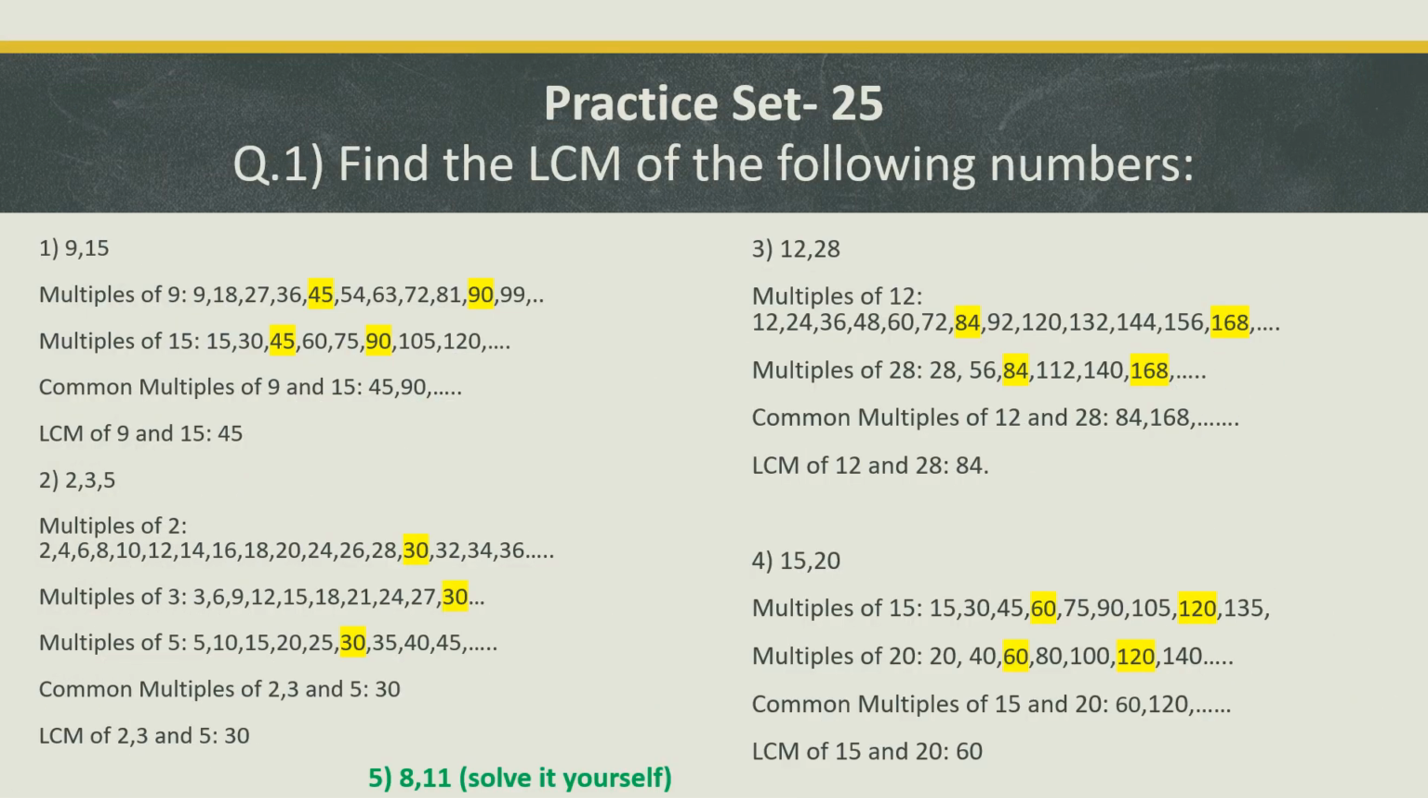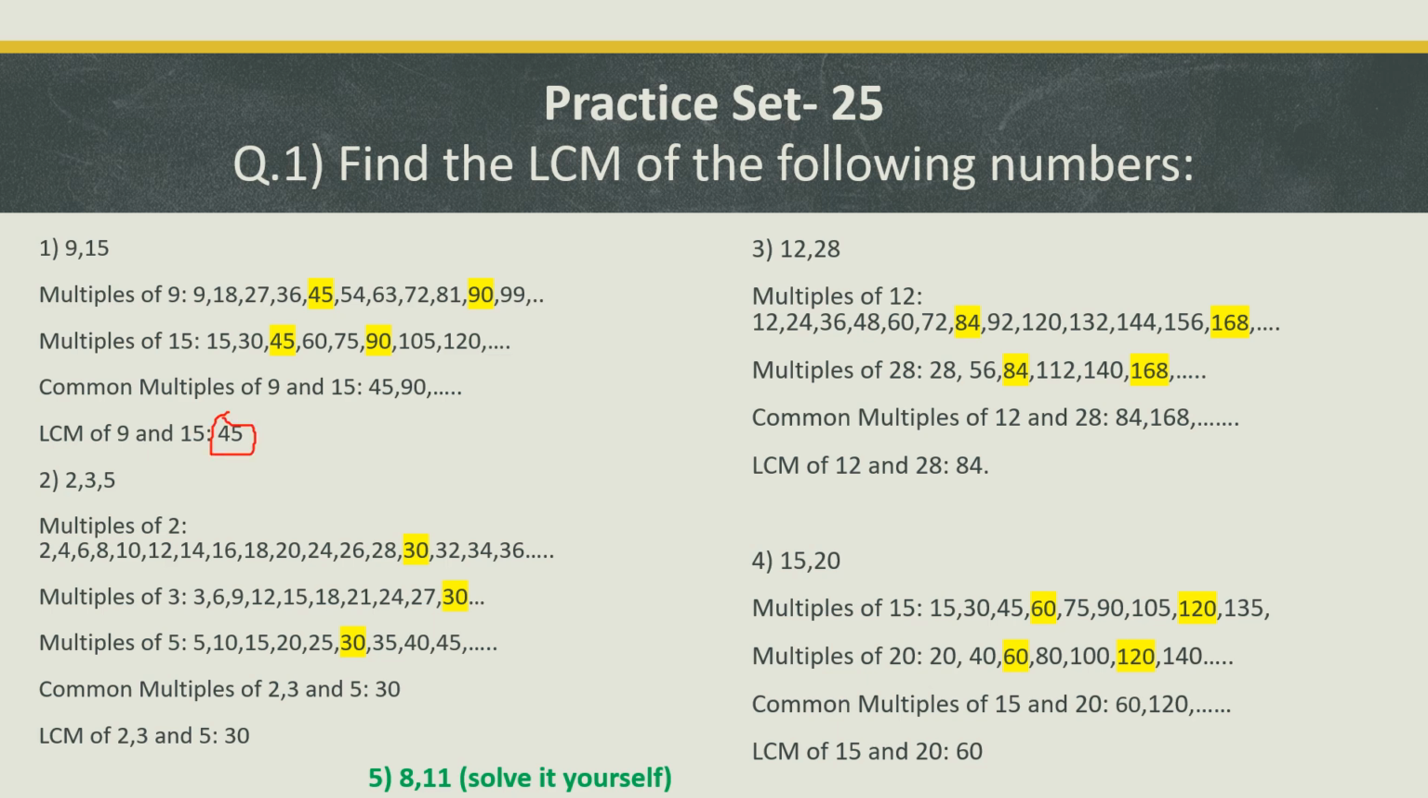Now we'll start from practice set 25 because we have more questions in your practice set. First one here is 9 and 15. Multiples of 9, I'll write the table of 9: 9, 18, 27, 36, 45, 54, 63, 72, 81, 90, 99 and so on. For 15, I will write 15's table. Here I have the common multiples of 9 and 15 as 45 and 90, of which the lowest is 45. Hence LCM of 9 and 15 is 45.